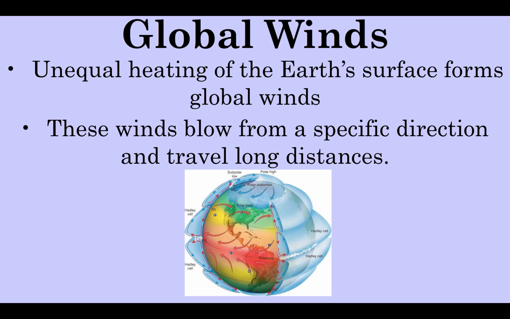But globally, we know that there are places that are hotter and there are places that are colder that are going to cause differences in air pressure. This unequal heating of the Earth's surface forms global winds. These winds are going to blow from a specific direction, and they're going to travel extremely long distances.